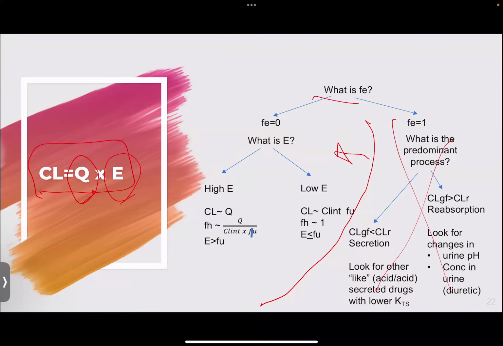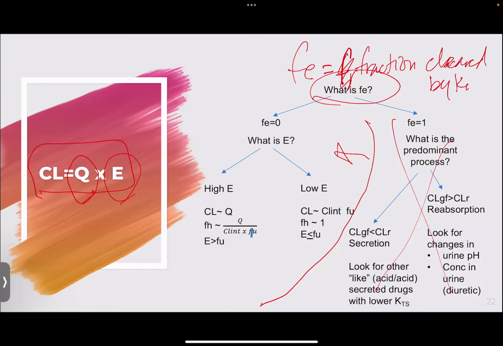So first of all, what is our FE? The FE is the fraction of drug unchanged in the urine. So I don't know, does Dr. Basu call it FR? Can't remember. Everybody calls it something different, but this is the fraction of drug given that ends up in the urine unchanged. So it really is the fraction cleared by the kidneys, renally.